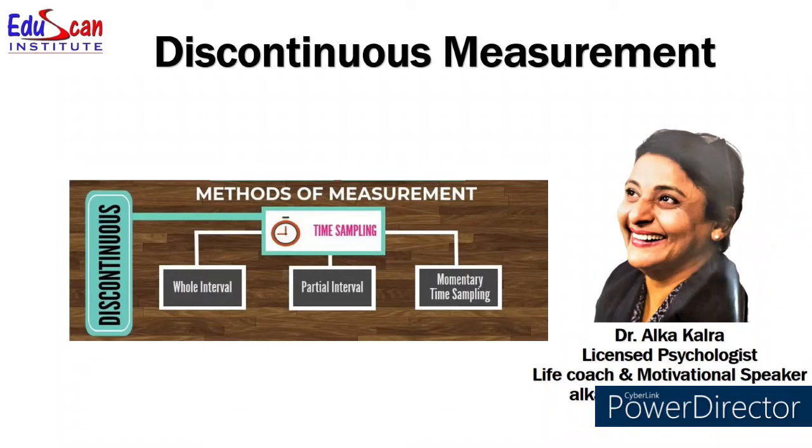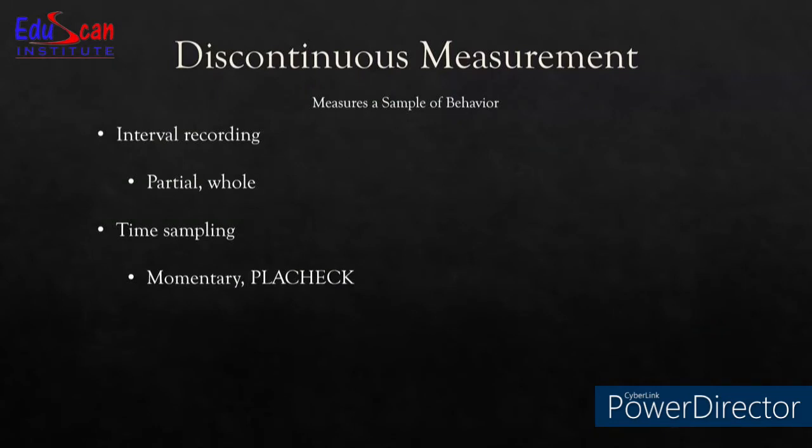Discontinuous measurement measures a sample of behavior. If we were to have, say, a 3-hour session, and we measured behavior for the entire 3 hours, we are using continuous measurement. If we were only to measure behavior for 20 minutes out of 3 hours, that would be discontinuous measurement. It has its time, it has its place, but it's clearly not as accurate as measuring something continuously. In continuous measurement, there is interval recording.